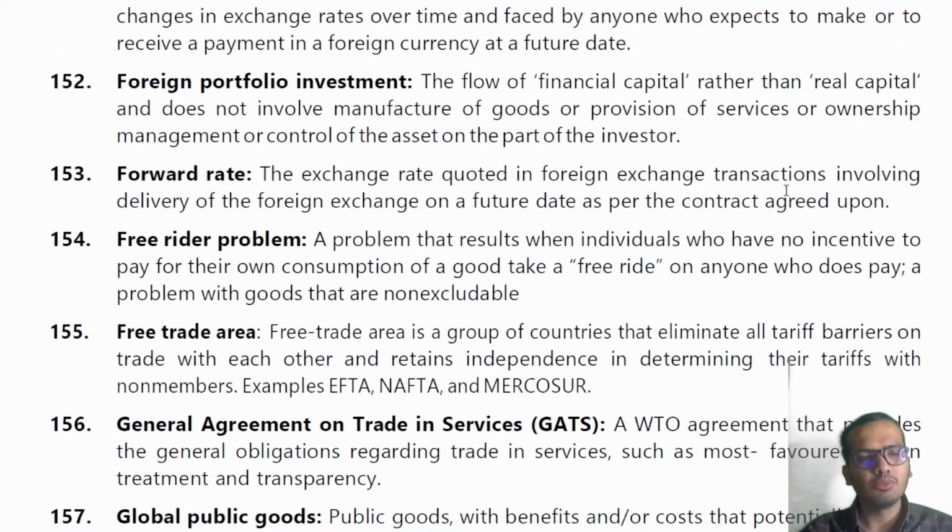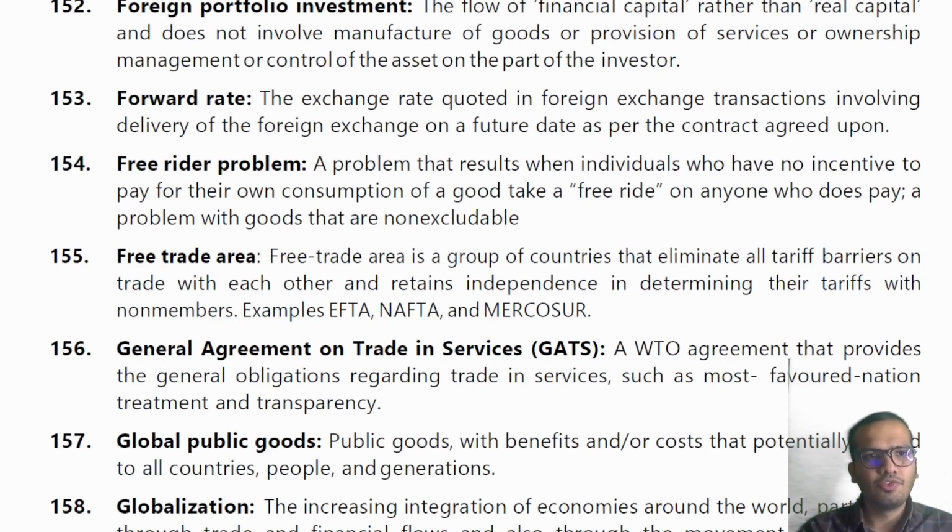Then comes number 152, foreign portfolio investment. So the flow of financial capital rather than real capital and does not involve manufacturing of goods or provision of service or ownership, management or control of the asset on the part of the investor, meaning it doesn't hold the above parts.